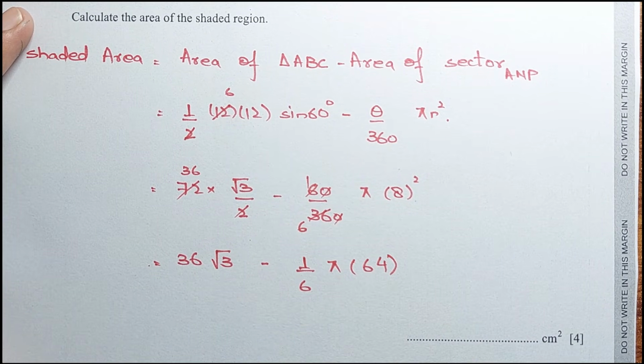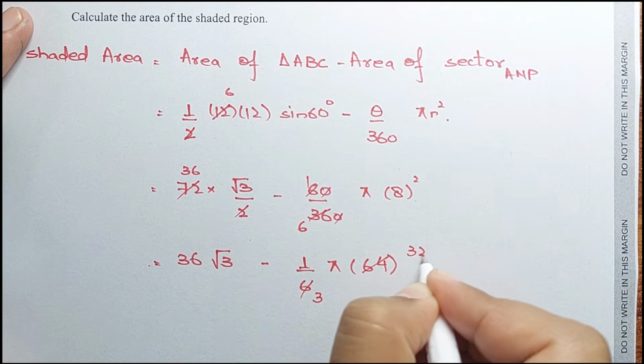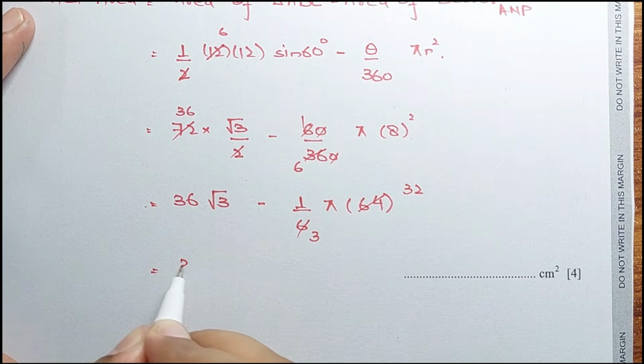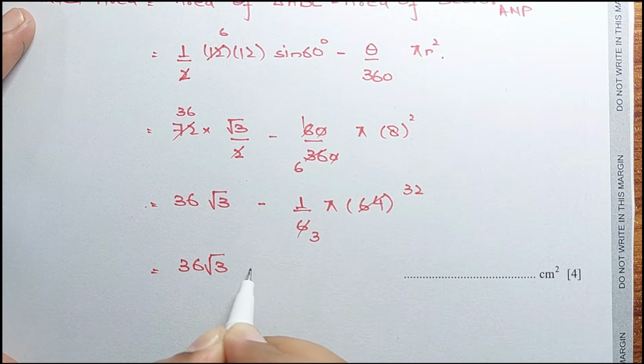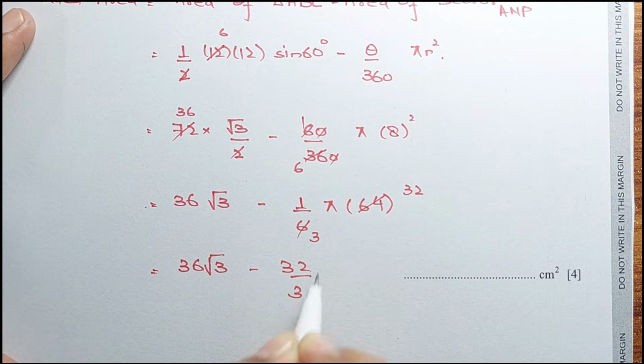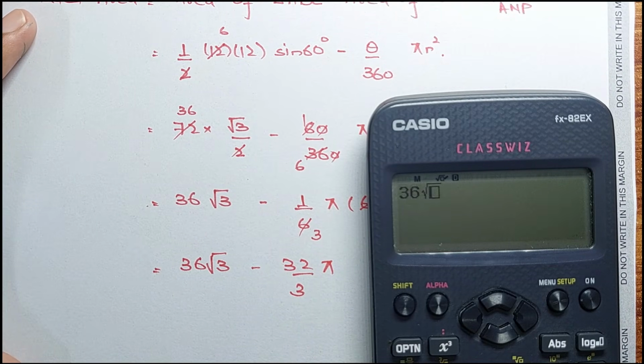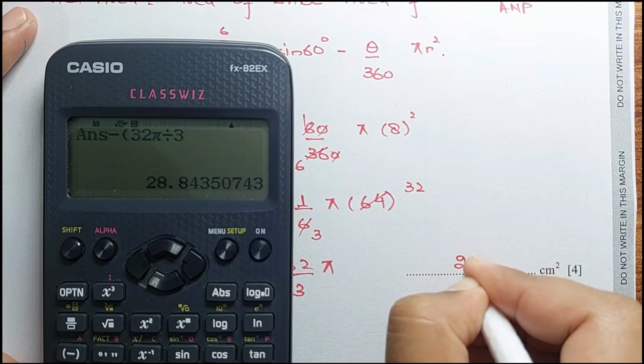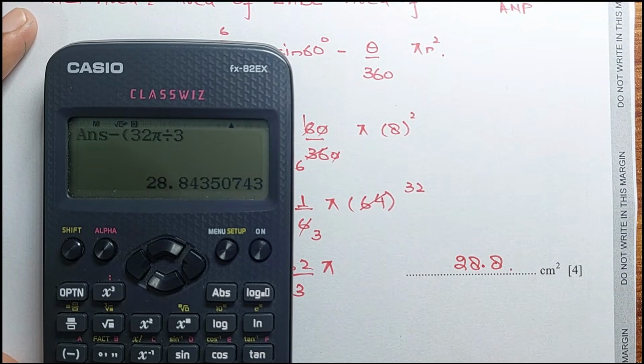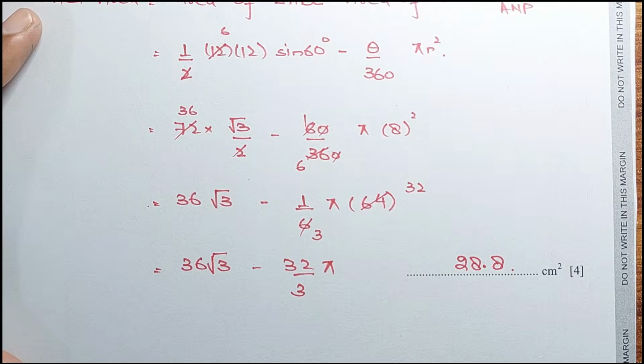Now 64 and 6 is 2. 2 times 3 is 6. 2 times 3 is 6. 2 times 2 is 4. Simplified answer: 36 root 3 minus 32 over 3 pi. Okay, 36 root 3 minus 32 pi by 3, 28.8 centimeter square is the shaded area.